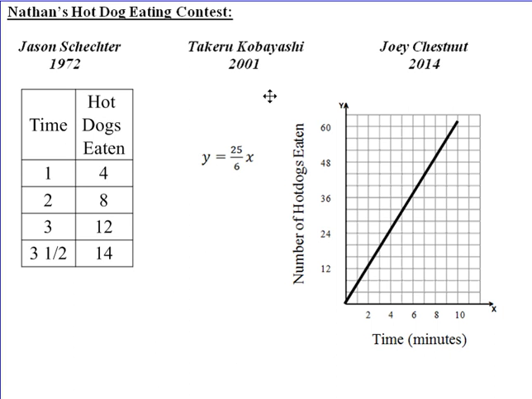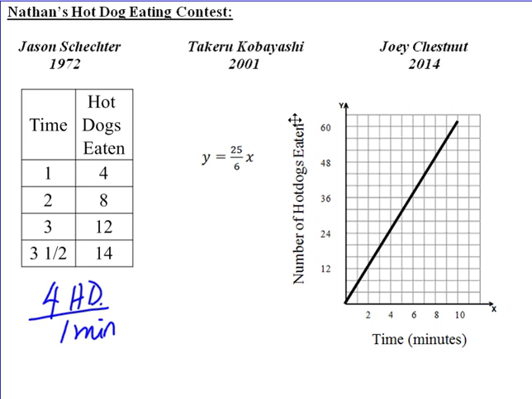It finally went international in 2001, and we have Takeru Kobayashi, who ended up with an average of 25 hot dogs in 6 minutes. And then we have Joey Chestnut, who you just saw this last summer in 2014, and his record. So what we're going to do is a comparison of how many hot dogs they eat per minute. Now it's easy to see Jason's if we take an average: he seems to be eating 4 a minute. So we're going to say that he eats 4 hot dogs every 1 minute.